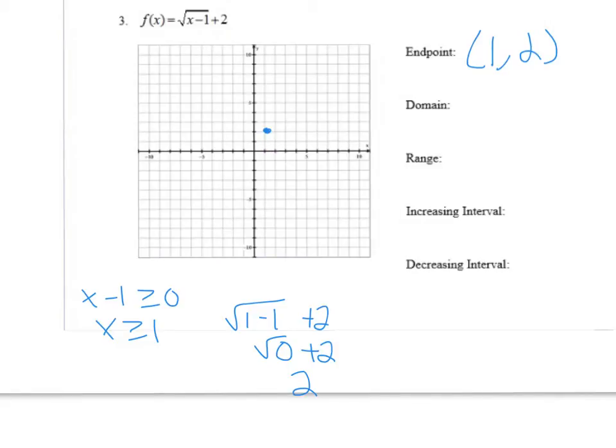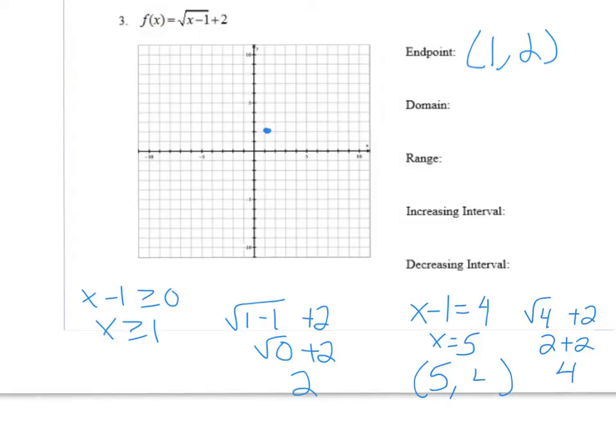Now, when will x minus 1 equal, let's do 4 again. That's when x is 5. So when you plug in 5, we get the square root of 4 plus 2, and that's 4. So we got the point (5, 4).